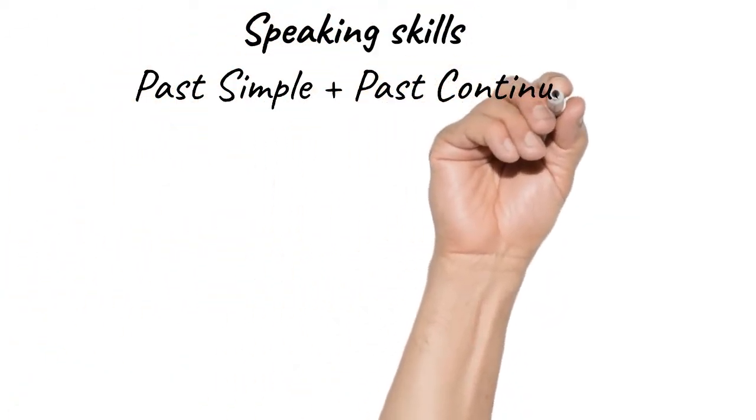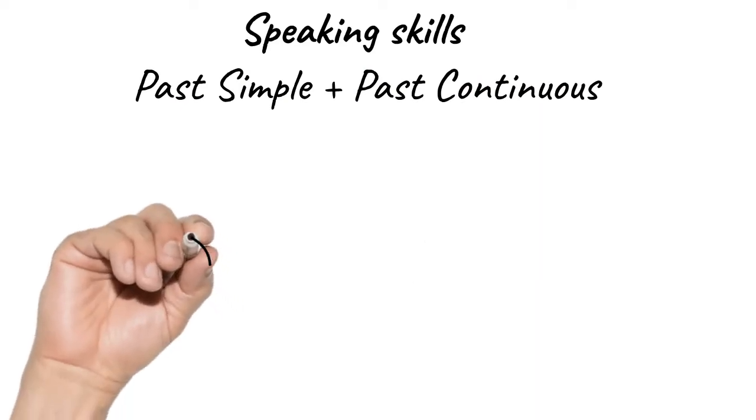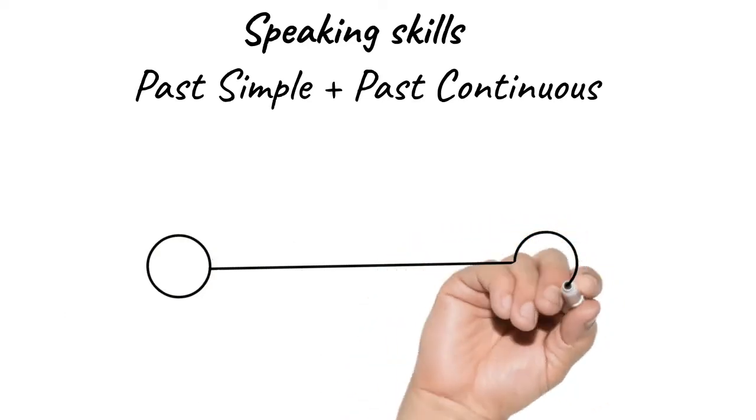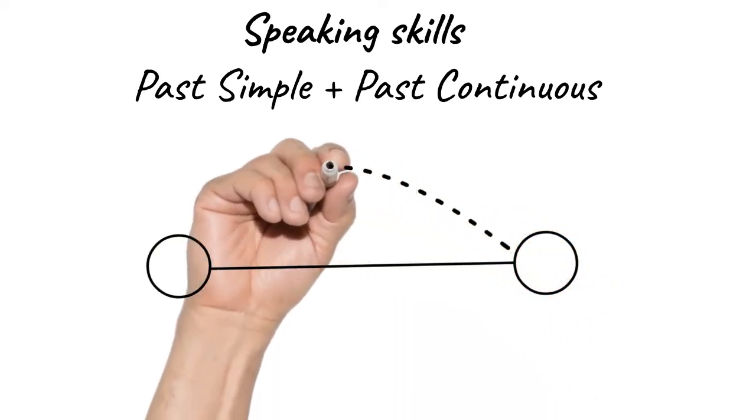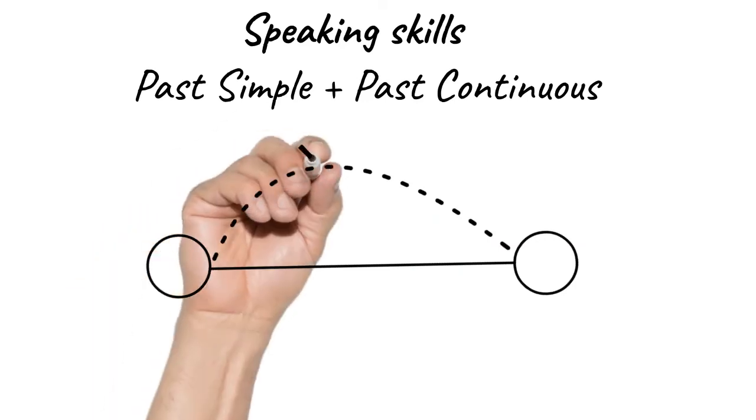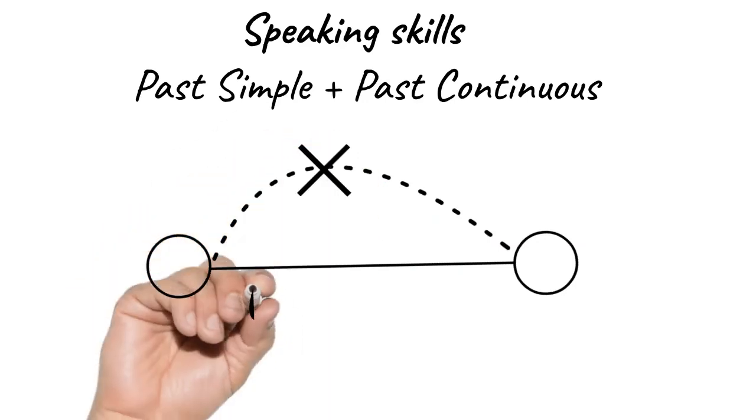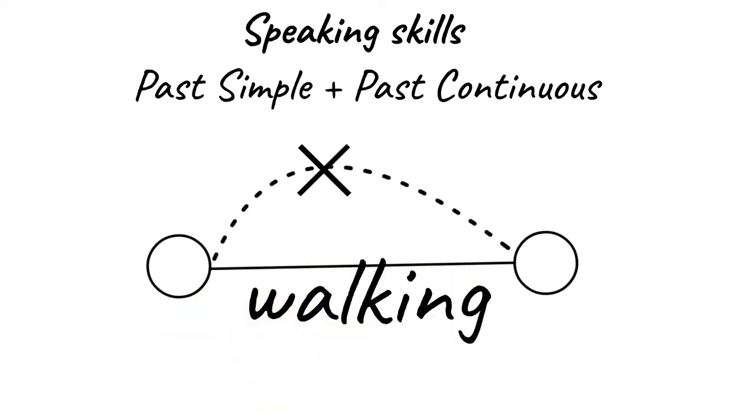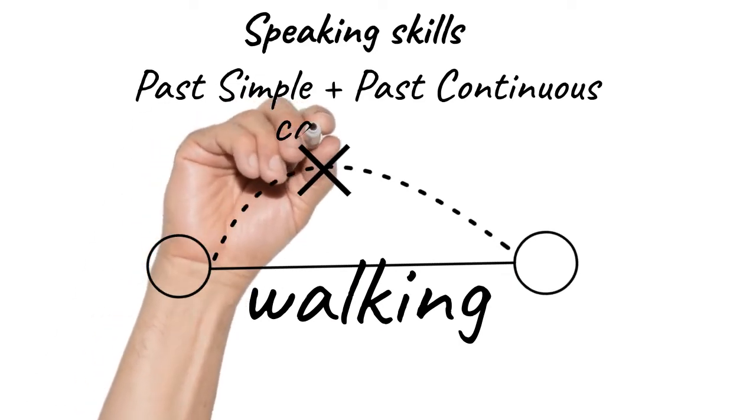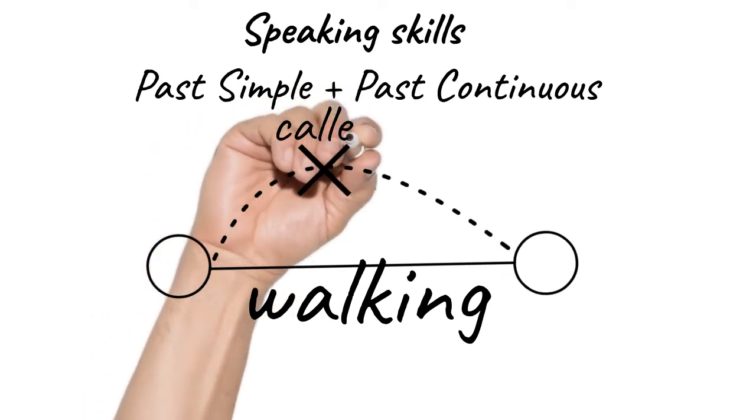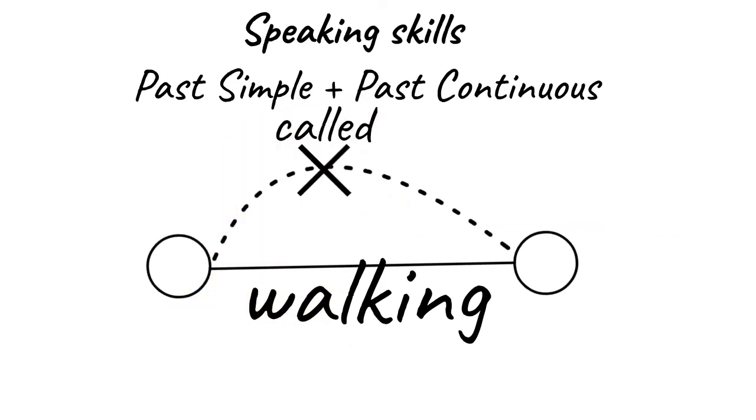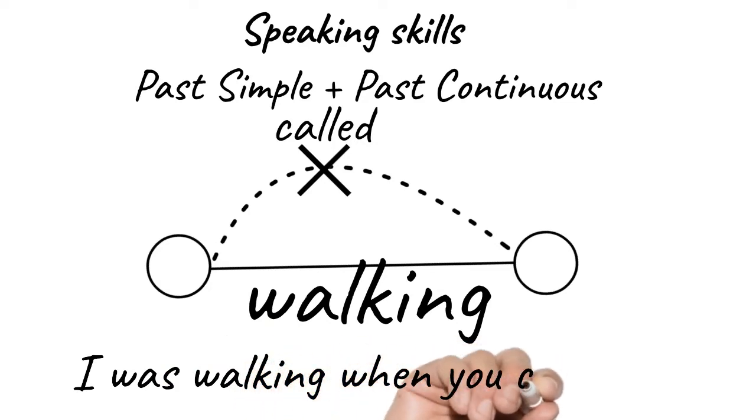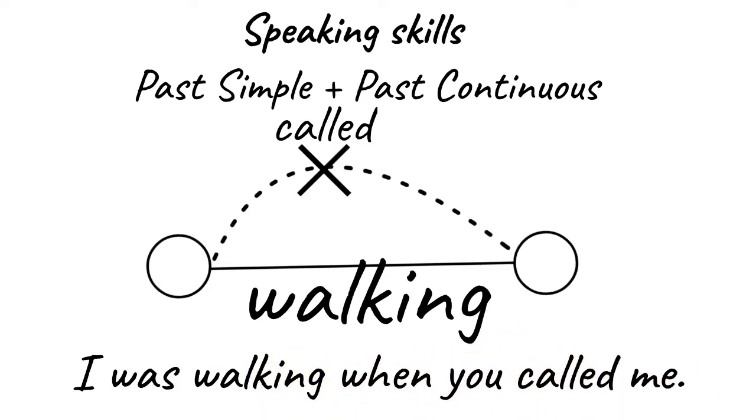Okay, so the past continuous talks about a verb that happened over a point of time. Then we talk about the past simple. That talks about an action that was completed in the past. By combining these two tenses in one sentence, we can give more specific details about an event that took place. Notice how walking happened over a continuous period of time, but the call happened at a specific time.